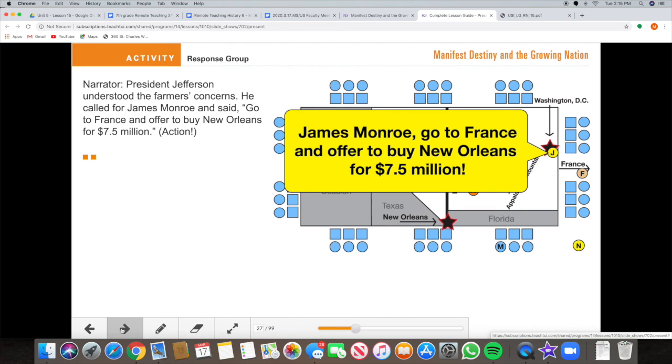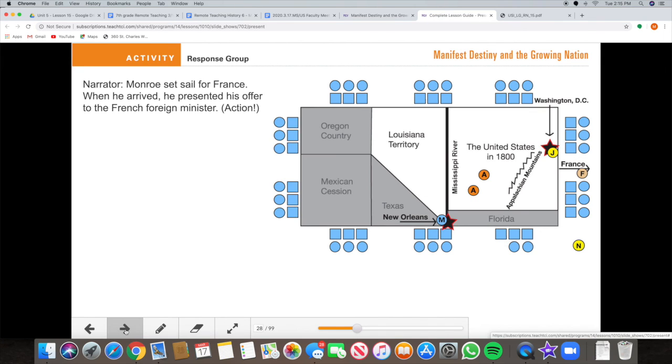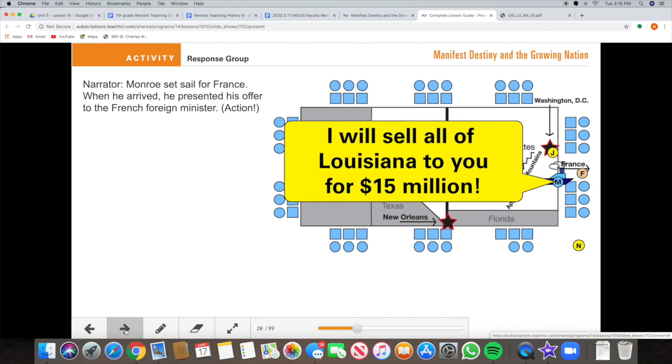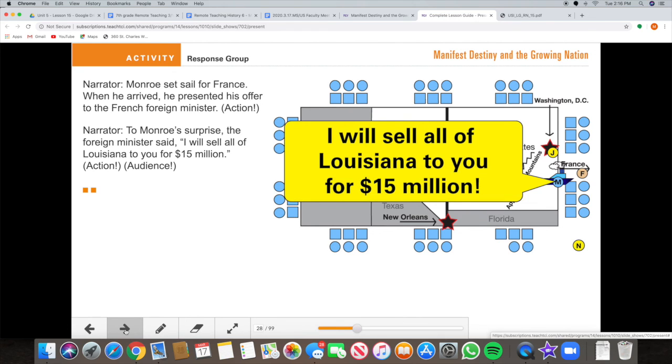All right, again, if you were to act this out, James Monroe would do this right now. Monroe set sail for France. When he arrived, he presented his offer to the French foreign minister. Okay, "I will sell all of Louisiana to you for $15 million." To Monroe's surprise, the foreign minister said, "Well, we already got that." Again, we're supposed to gasp.